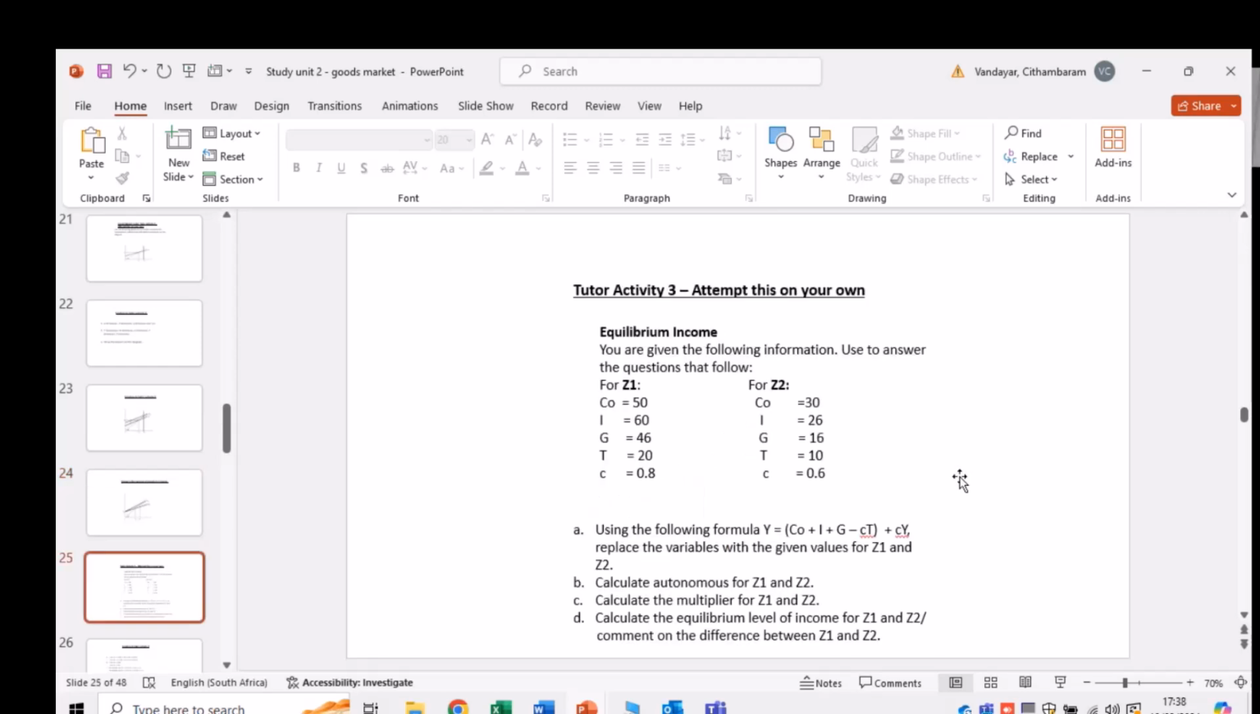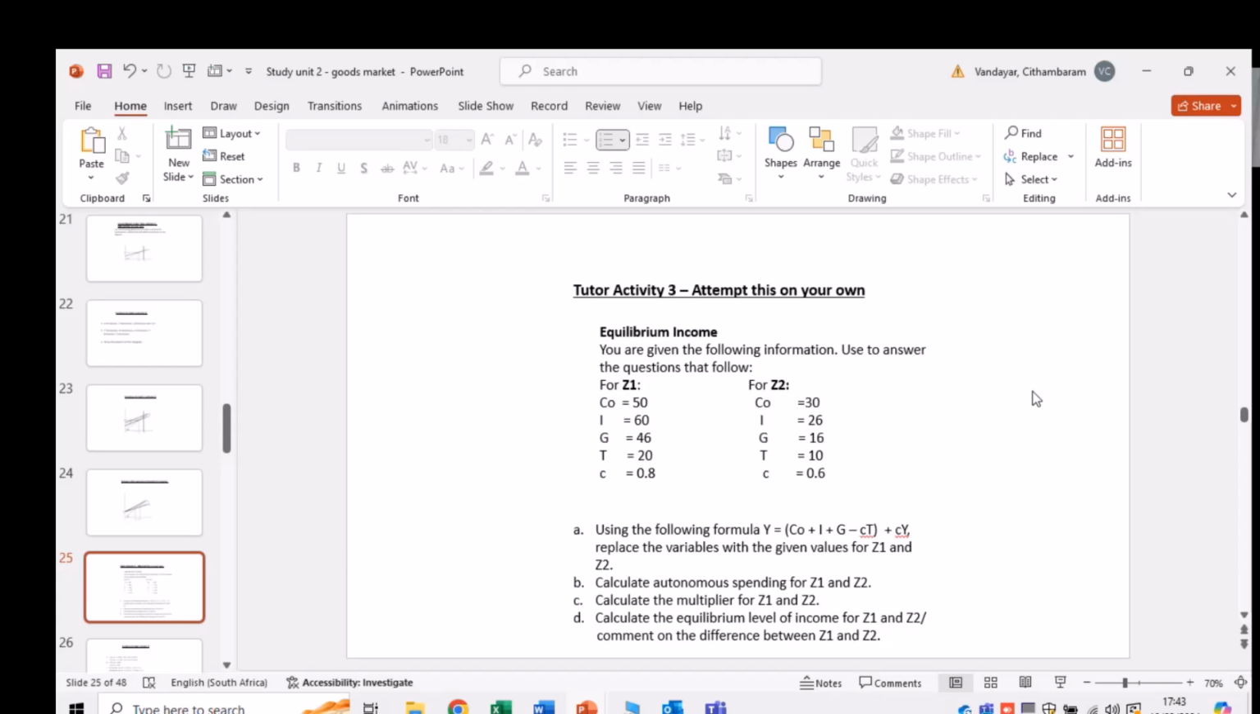And there we have tutorial activity 3. All you have to do is slot those figures in. There are two different sets of figures, one for Z1 and one for Z2. So all you have to do is slot each one into the formula and get an answer. Okay, let's do B. What is your autonomous spending for Z1? 140. Correct. What is your autonomous spending for Z2? 66. Calculate the multiplier for Z1. 5.